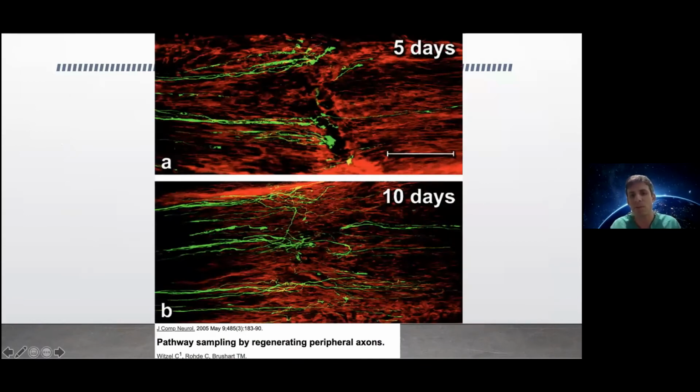Here you can see what happens at that site of nerve repair. This is an area that was transected. Axons can go pretty much anywhere. They can actually cross back into the parent and proximal nerve stump, and that can lead to neuroma formation.